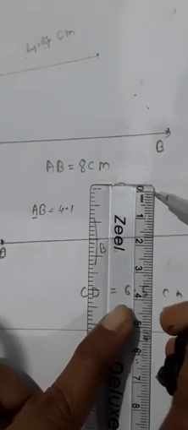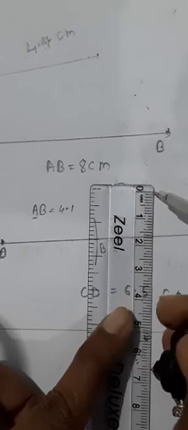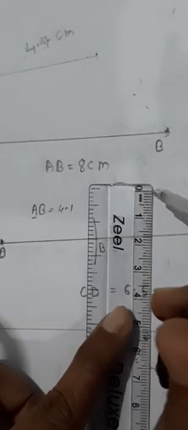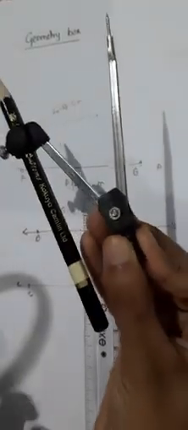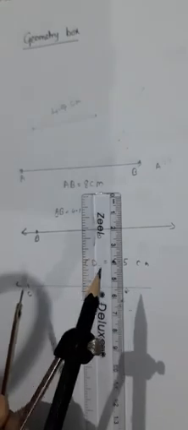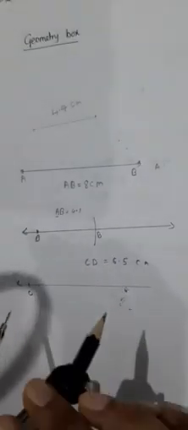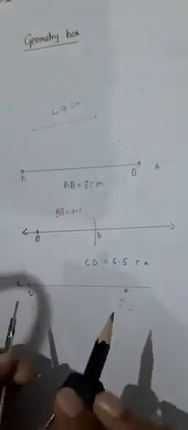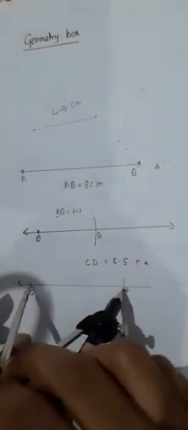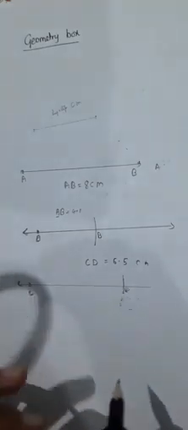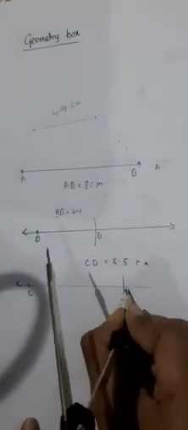Drag it. This needs a lot of patience. And without moving this, hold the edge like this. Fix it on point C and cut the arc. So this is D.